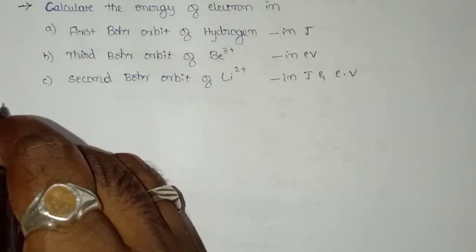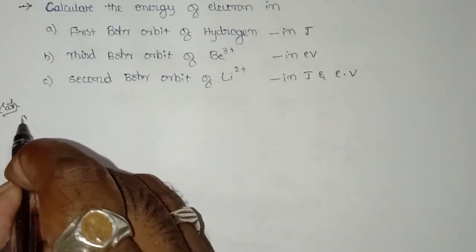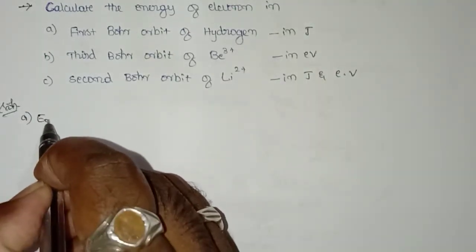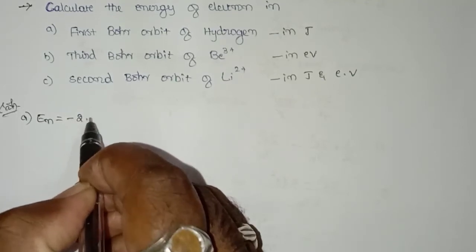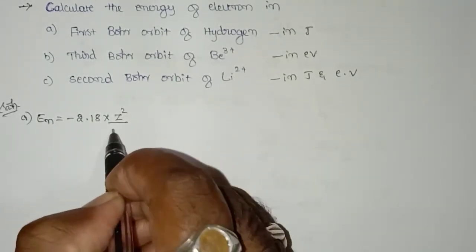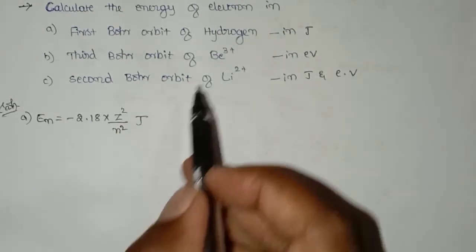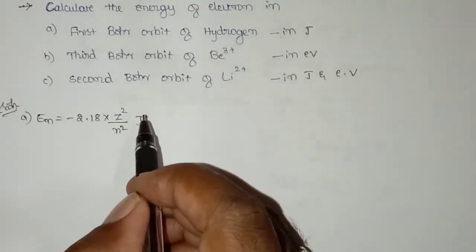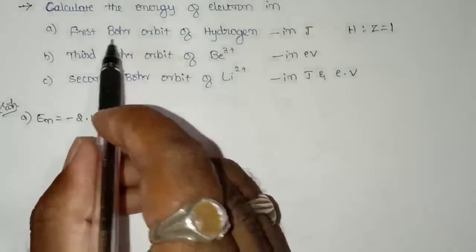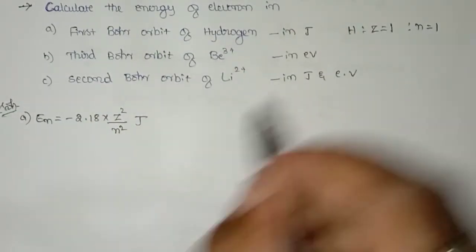So first we shall solve for our hydrogen atom. Number 1: let us calculate in terms of joule. En is equal to minus 2.18 into Z square by n square. So this is in terms of joules, right? For hydrogen, the value of Z is equal to 1, and it is asked for the first Bohr orbit, so the value of n is also equal to 1.